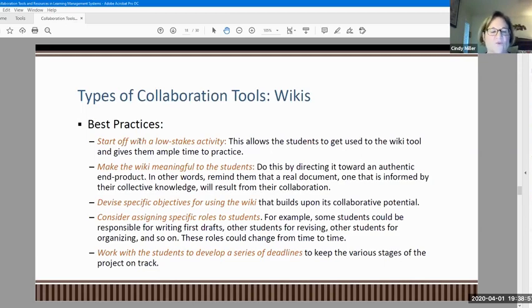And so there's where I have the next best practice. You can have some responsible for writing a first draft, other students for revising, other students for organizing, and so on. And then those roles could change from time to time. So work with students to develop a series of deadlines so you can keep the various stages of the project, or whatever you're doing with that Wiki, on track.